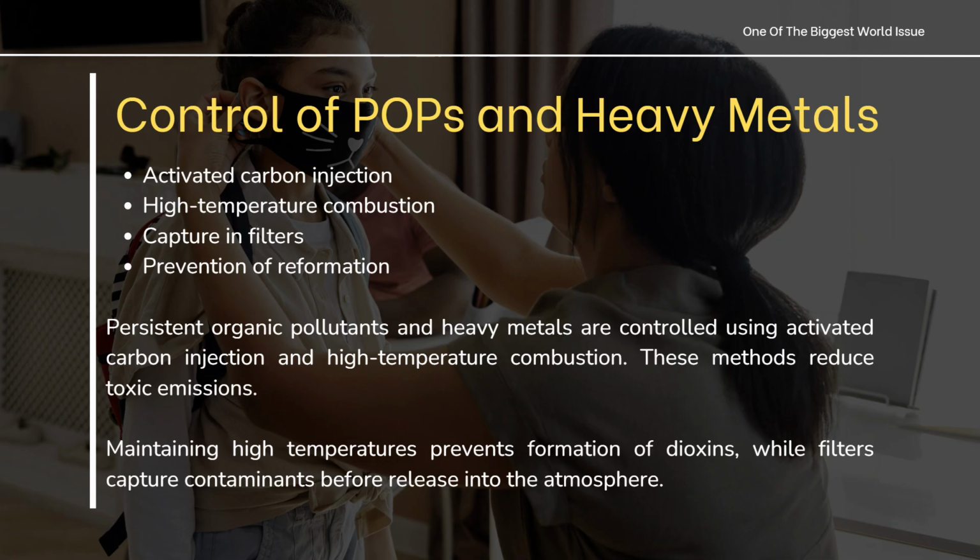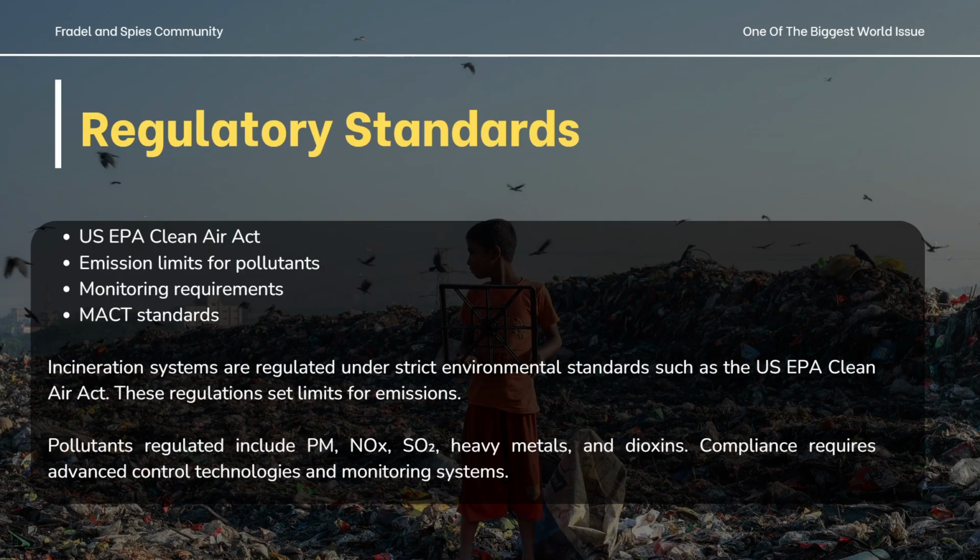Next is the control of the POPs and heavy metals, including activated carbon injection, high temperature combustion, capture in filter, and prevention of reformation. Persistent organic pollutants and heavy metals are controlled using activated carbon injection and high temperature combustion. This method reduces the toxic emission. Maintaining the high temperature prevents formation of dioxin, while the filter captures contaminants before release into the atmosphere.